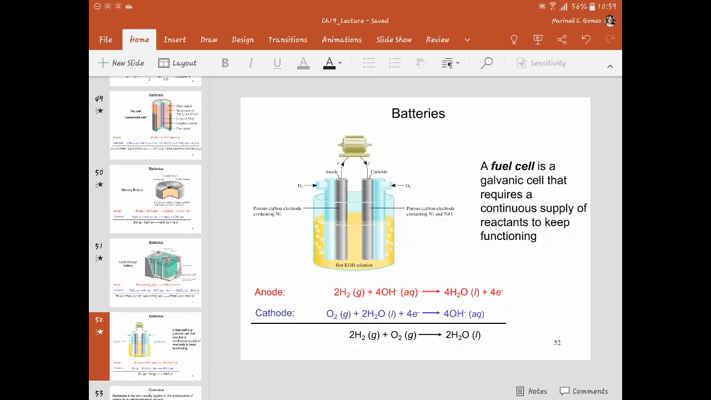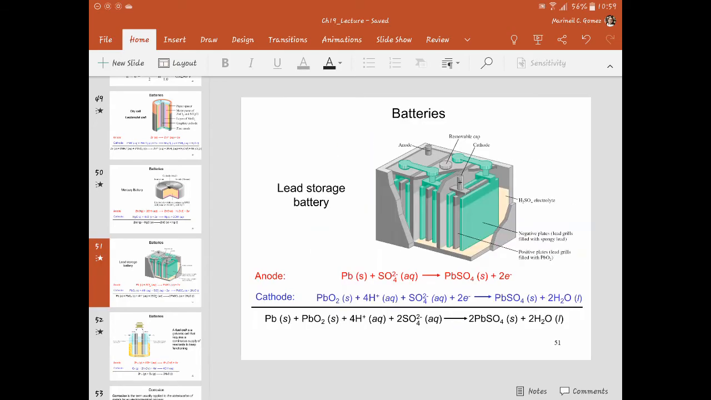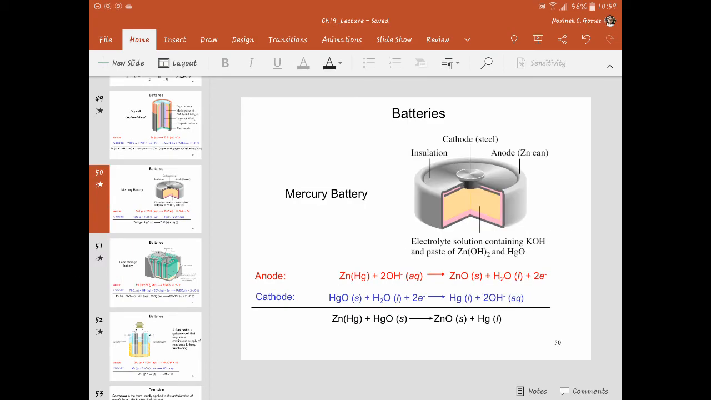And then again, this is your oxygen fuel cell. For the lithium ion battery, of course, it uses lithium. This is lead storage, it uses lead. The same goes for the mercury. It has mercury in here. Okay, so basically those are some applications of this.